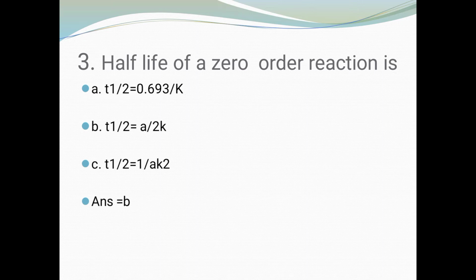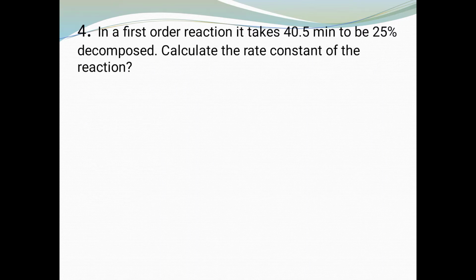Let's move ahead with the fourth question. A first order reaction takes 40.5 minutes to be 25% decomposed. Calculate the rate constant of the reaction. So there is an important point to note here, that a calculator is not allowed for this exam. So it is better you know how to calculate without using a calculator. The numbers are such that you can calculate without using a calculator.